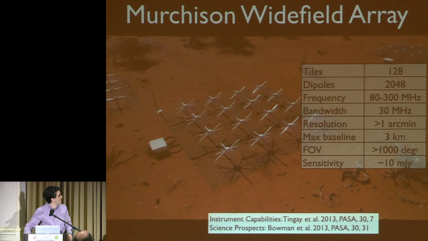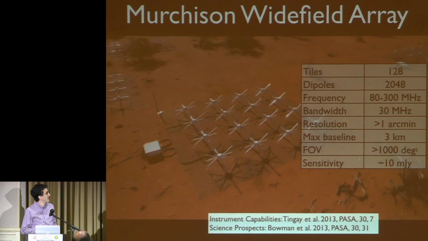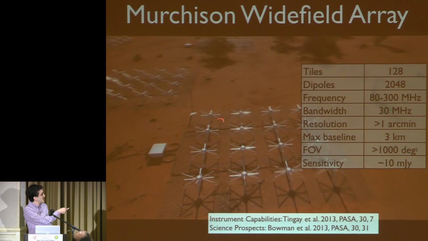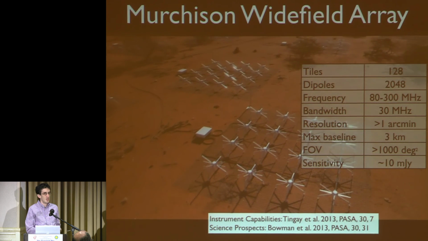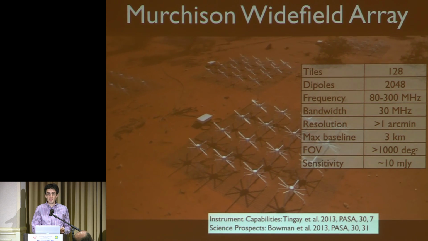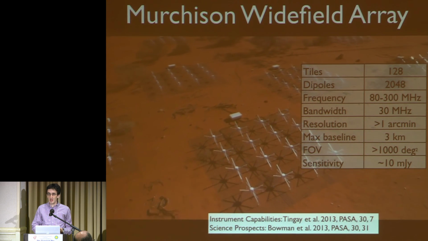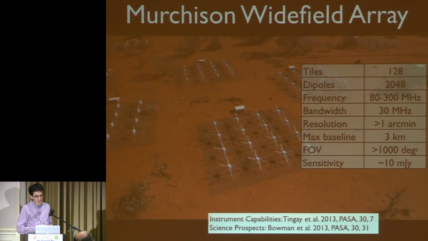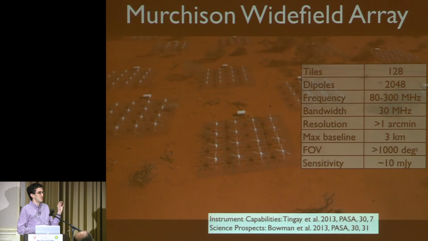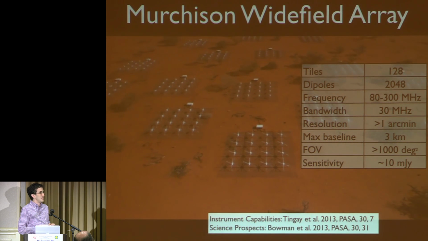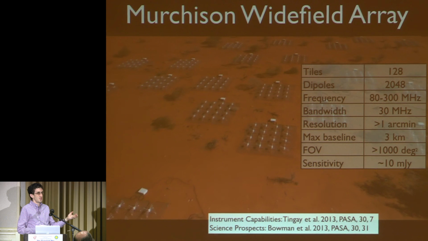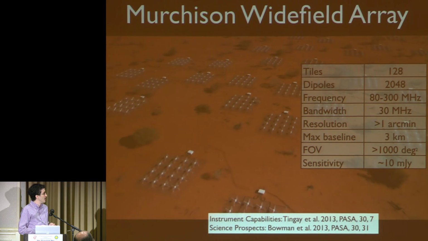The survey that I've been most involved with is the Murchison Wide Field Array. This is a low-frequency radio telescope located in Australia. We currently have 128 tiles, each of which has 16 dual polarization dipoles. We operate over the frequency range 80 to 300 megahertz. That's either high frequency if you're Greg, or low frequency if you're everybody else in the room. Our bandwidth is 30 megahertz. Our resolution is modest, only about an arc minute, but it's still plenty good enough to get good localization of, say, an FRB if we could see one.